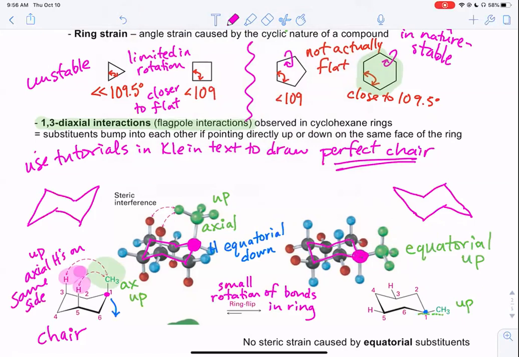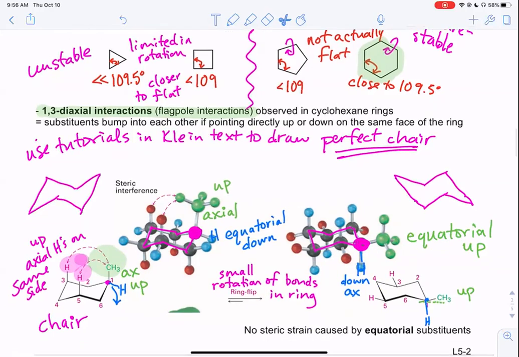It's our general idea. And then we have our hydrogen that is still pointing down, but this is an axial hydrogen because it's pointing directly down. So it's not drawn over here, but I'll add it. This is pointing down, whereas over here, this is pointing down and it was equatorial. So when the group is equatorial, we see no strain, right? There is strain or steric interference caused by axial substituents.